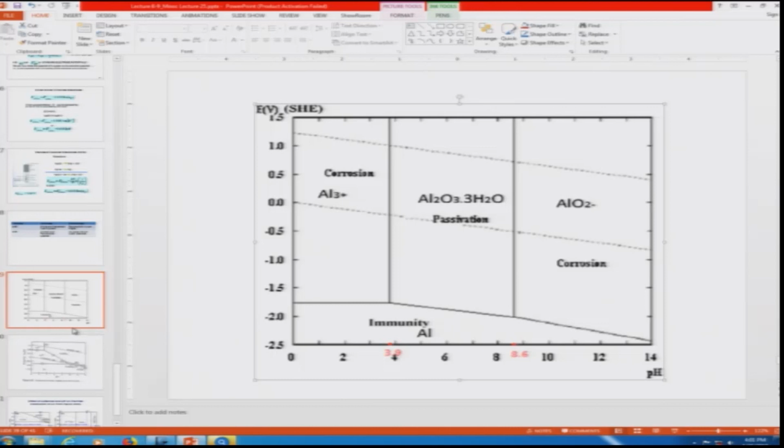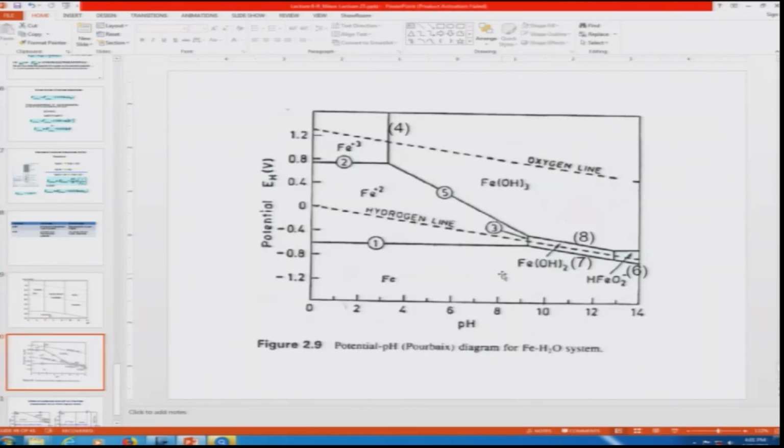But in case of iron, the situation is different. So, this is the iron Pourbaix diagram, what we have shown in the schematic, this is exactly the same. And here if you see this particular zone, this Fe(OH)2 as well as Fe(OH)3, in these zones we get passivity. And if you see, the pH level varies from 9 to almost about 13.